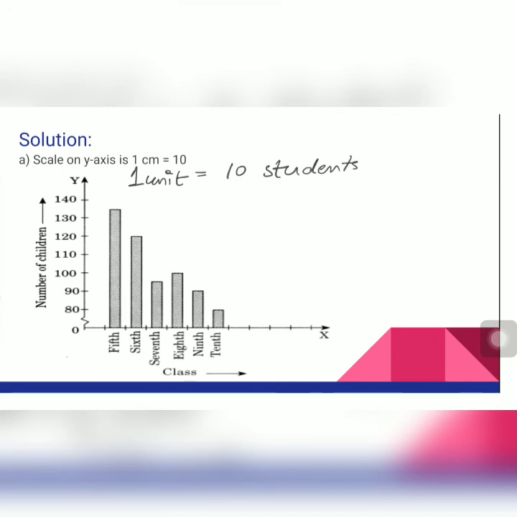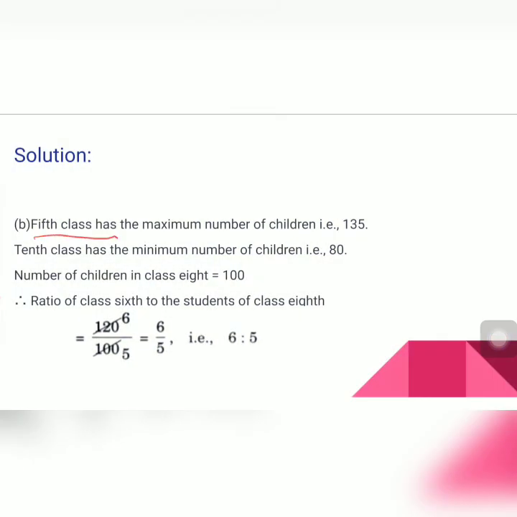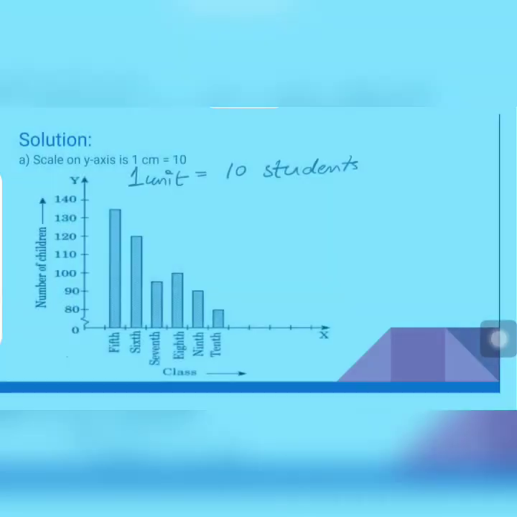So now we come on to the question which was the class having the highest number of students. So that was class 5th, because the largest length of the bar was for class 5th, and the smallest was for 10th. So looking at the height, I analyzed that class 5th has the maximum number of students, 135, and class 10th has the minimum number of students, 80. Now the next question is what?